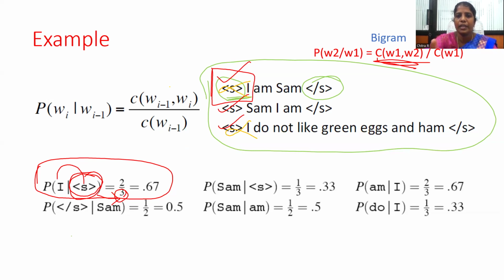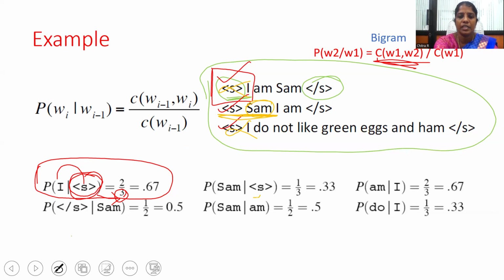We can find it for anything. Now I'll find it for Sam and S. That is, the second word is Sam. For this one, I am going to find the probability of Sam given S. So I'll write the probability of the second word divided by the first word. The second word is Sam, divided by the starting symbol.